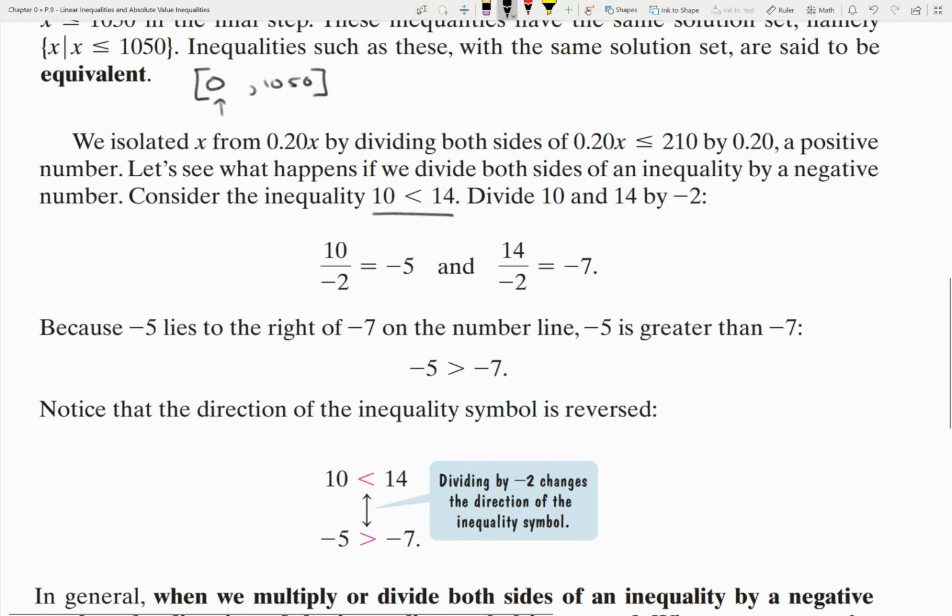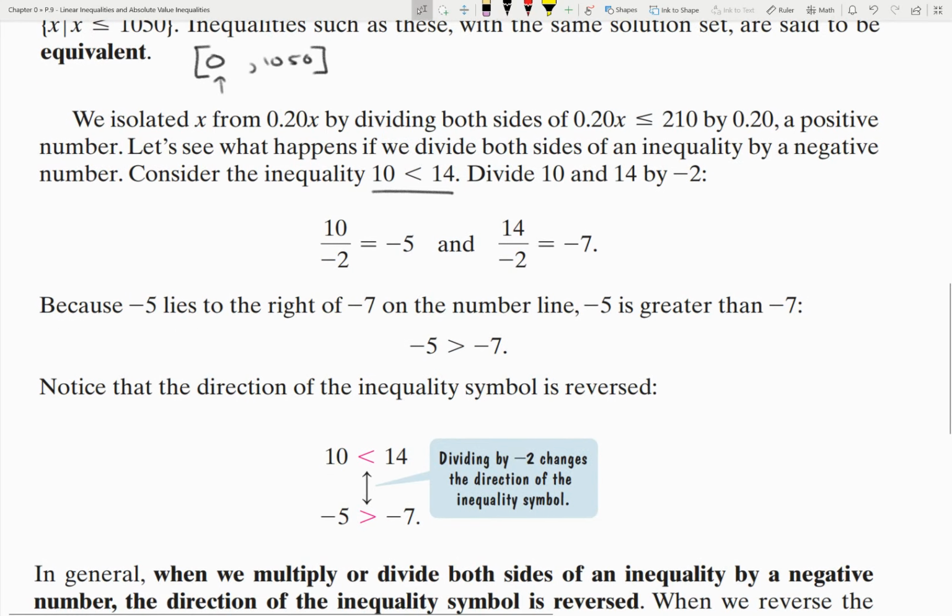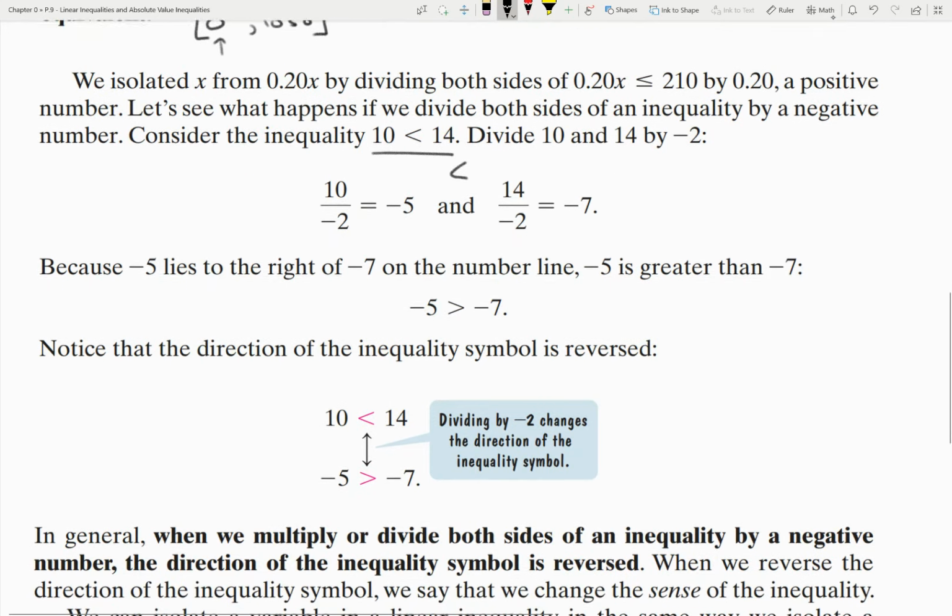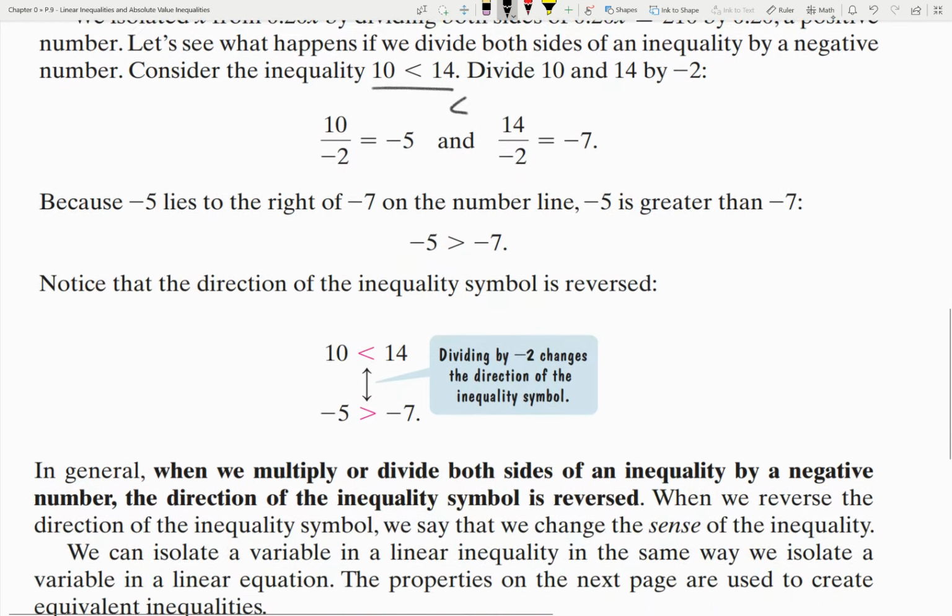First think about this. 10 is less than 14. Makes sense. Now let's divide both of those by -2. So 10 divided by -2 is -5, and 14 divided by -2 is -7. But we're saying that 10 was less than 14, but now clearly -5 is greater than -7. So notice that the direction of the inequality symbol is reversed.